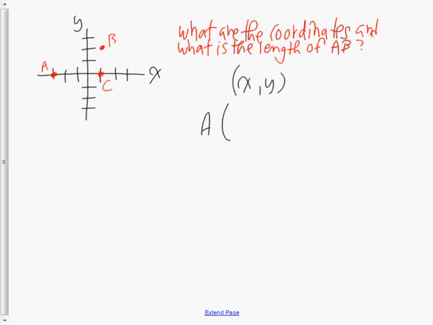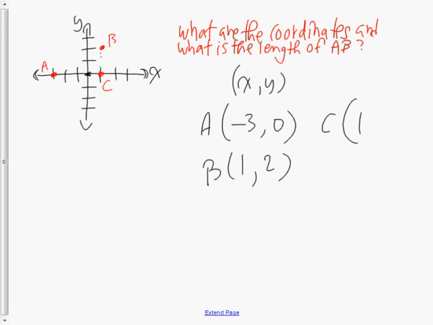So when I read A, I look for where it is on the x-axis. Point A is at -3 on the x-axis. Now on the y-axis, I have to look left or right of the y-axis to see where point A is. It is left of this point right here, which is 0. So on the y-axis, A would be 0. For B, on the x-axis, it is above this point here, which means it is 1 on the x-axis. And on the y-axis, it is right of the point 2. And finally, point C is 1 on the x-axis and 0 on the y-axis.